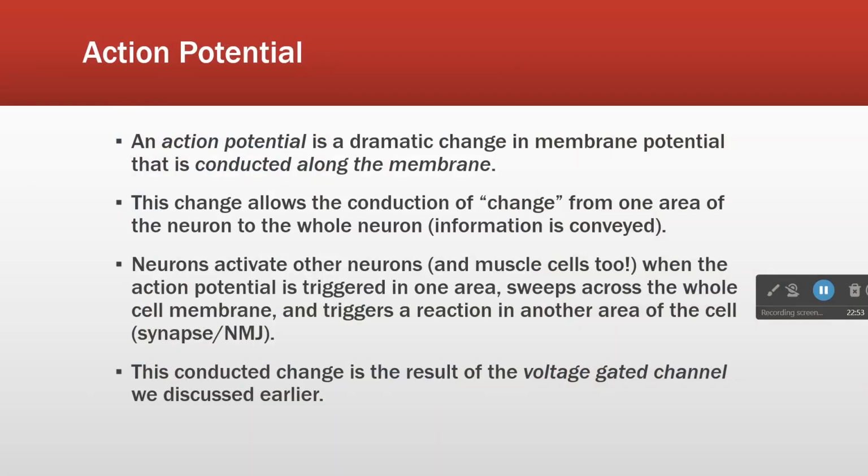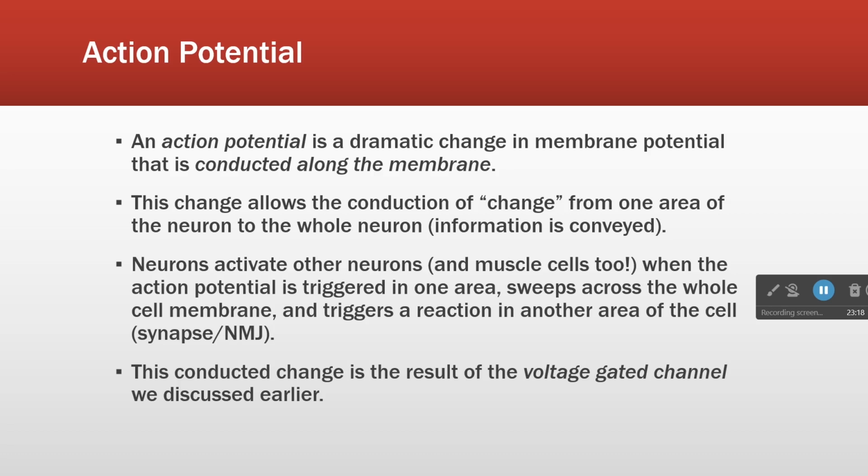If we depolarize enough of a neuronal cell membrane, we will get what's called an action potential. So what this is, it's the movement of charge from one part of the cell to another part of the cell very quickly. Okay, and the reason that this evolved is to move information across distances rapidly.